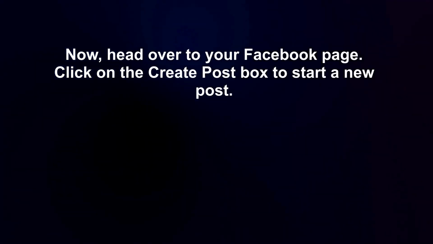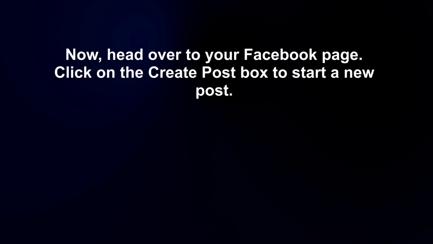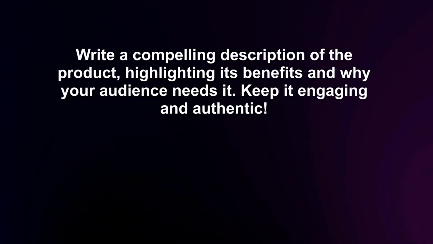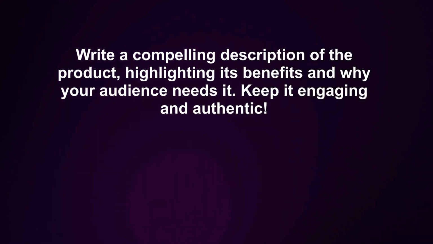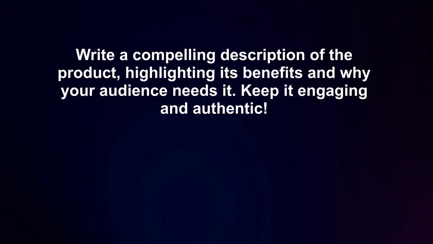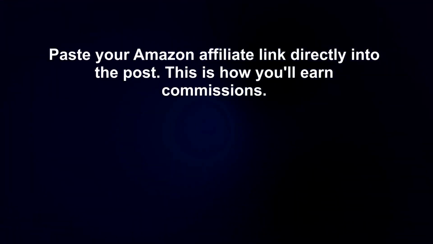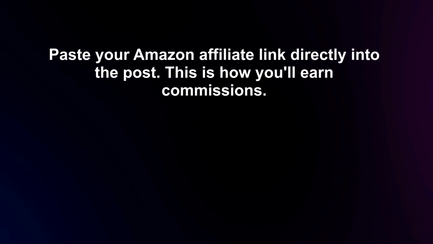Now, head over to your Facebook page. Click on the Create Post box to start a new post. Write a compelling description of the product, highlighting its benefits and why your audience needs it. Keep it engaging and authentic. Paste your Amazon affiliate link directly into the post. This is how you'll earn commissions.